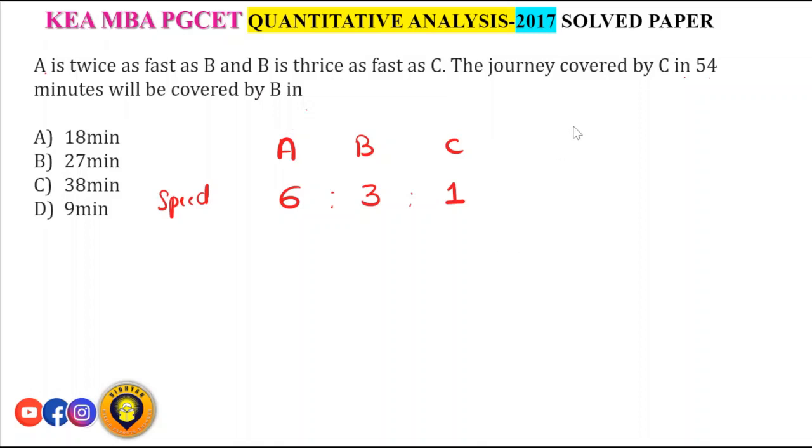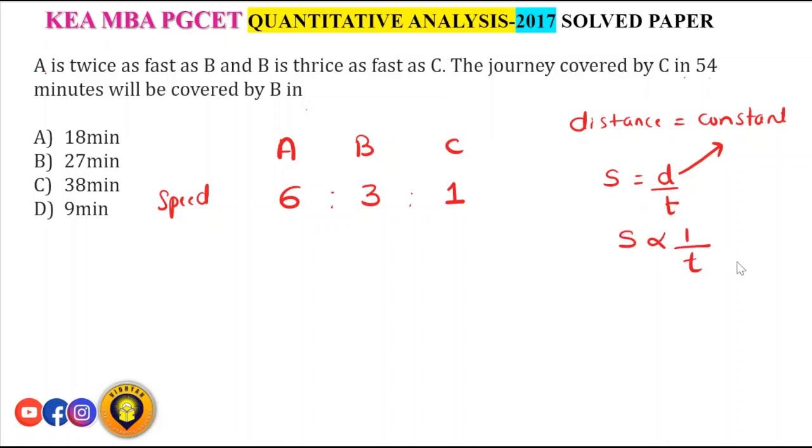So in this case, the distance or the journey is constant. So what is the formula? Formula says speed is equal to distance over time. When distance is constant, what is the relation between speed and time? When distance is constant, speed and time are inversely proportional. That means if the speed ratio is 6:3:1, then the time ratio will be what?